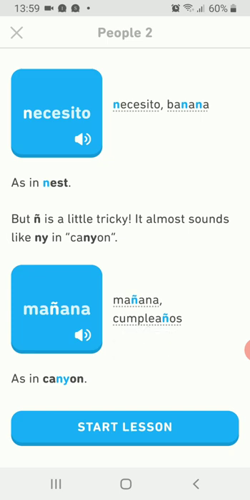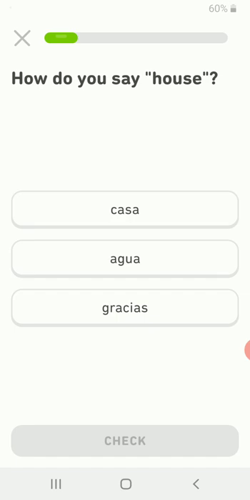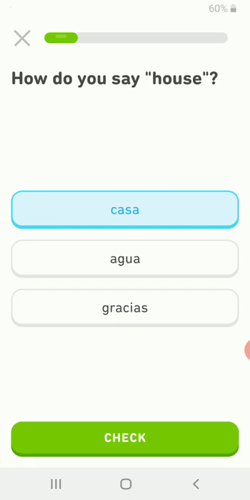If you're ready, let's do some exercises to get more acquainted with stresses and where to put them and so on. So, house, casa. Agua is water. Gracias is thanks.